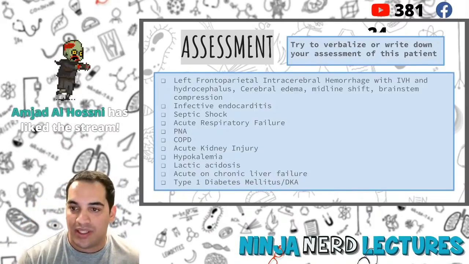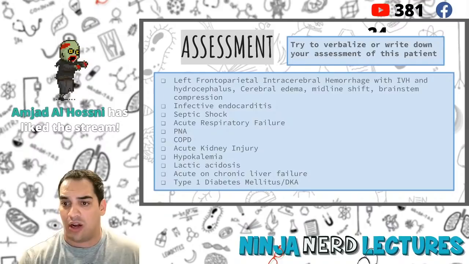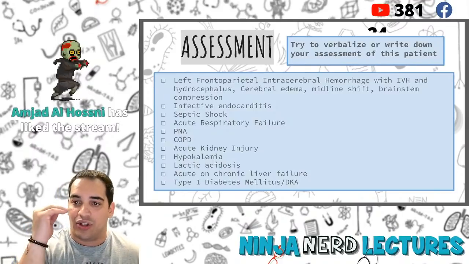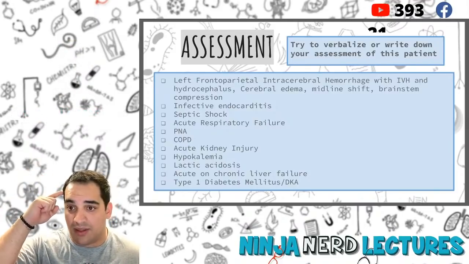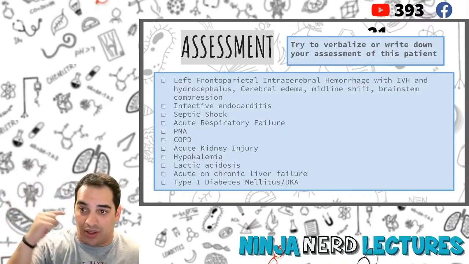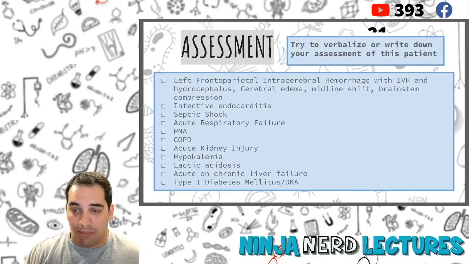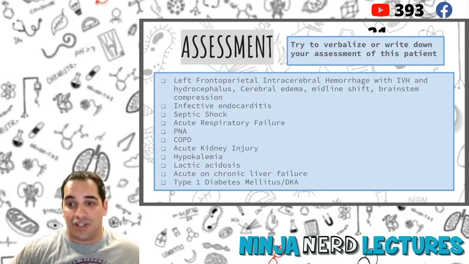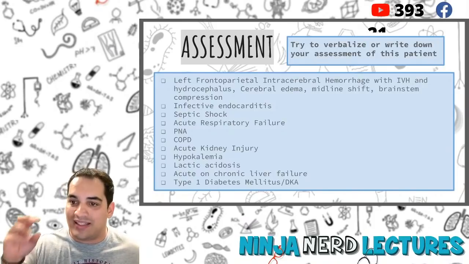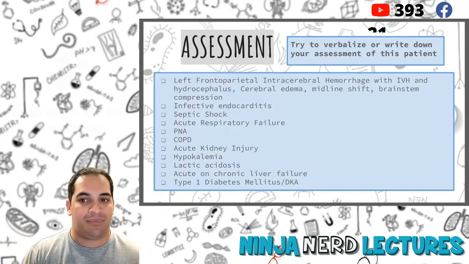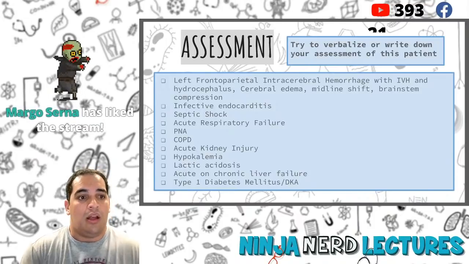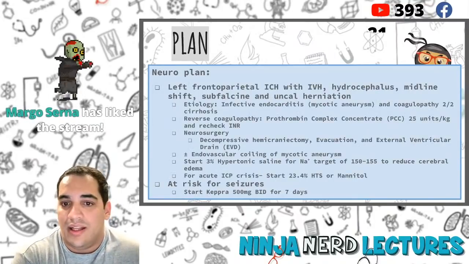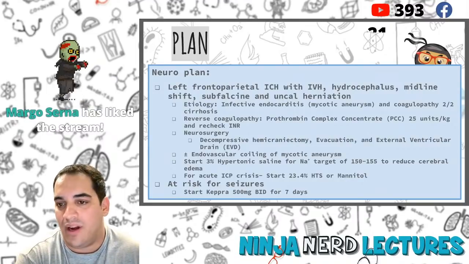So the way I like to attack a plan on a patient is I like to go based upon dealing with the nervous system first, and then I go into the cardiovascular system, the pulmonary system, the kidneys, the GI, and so on and so forth. So we're going to tackle these systematically. Okay, ready? First thing, neuro plan. This guy's got a big bleed, right? So we've got to figure out what the cause of it is.